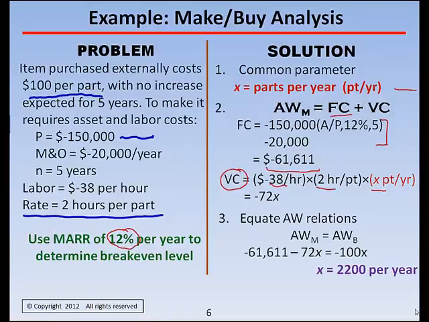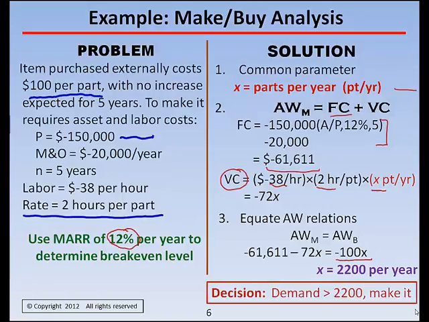Finally, equate the 2 AW relations for making and buying. The buy AW relation is simply 100 times X. Solution results in X equals 2,200 parts per year. So what is the conclusion? For all expected values of demand above 2,200, make the item in-house. Conversely, if it's less than 2,200 that are needed, purchase it.